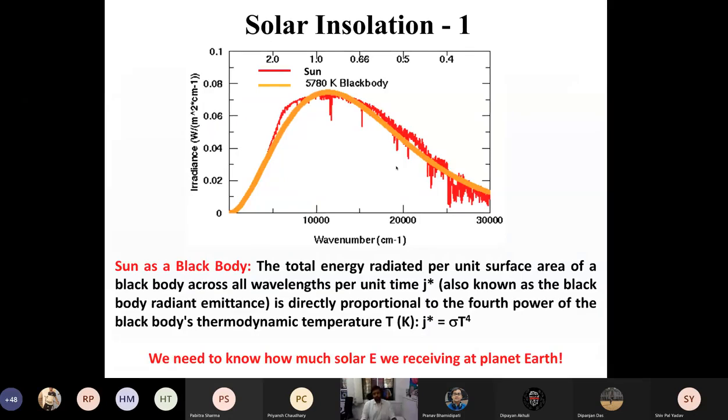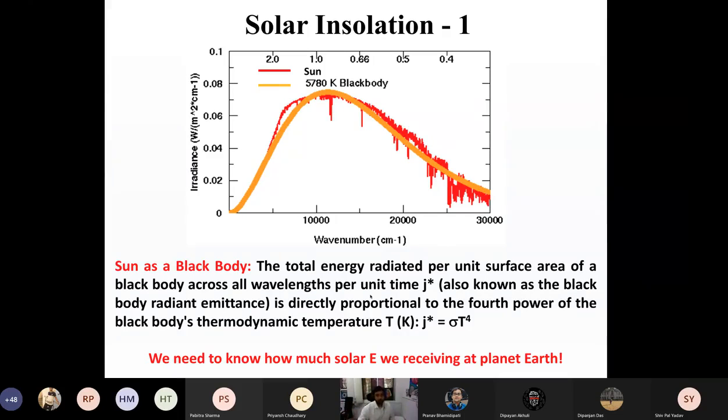Now, you are very familiar with black body radiation. We consider the sun to be an almost perfect black body. If we superimpose the sun's radiation, given in red, on top of the black body radiation of a black body at 5,780 Kelvin, you can see how well the emission patterns match one another. And as we know, the total energy radiated per unit surface area of a black body, across all possible wavelengths per unit time, is a function of its temperature raised to the power 4.